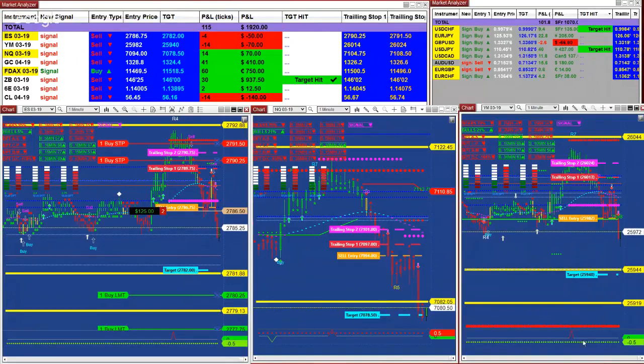As you see how accurate the system is, the Nasdaq hit the target, and now we are pulling back from the target. It's exactly to the target, 7078, folks. 7078.